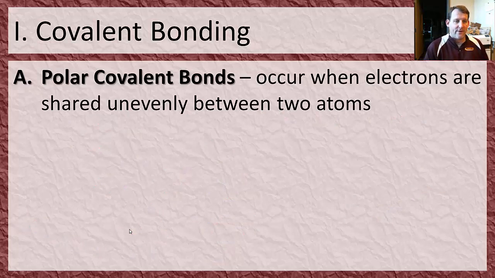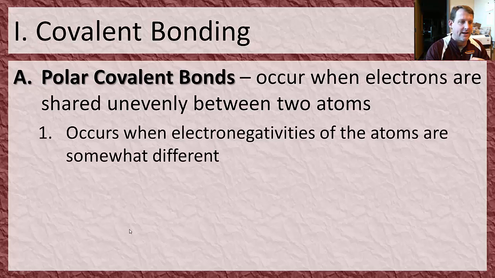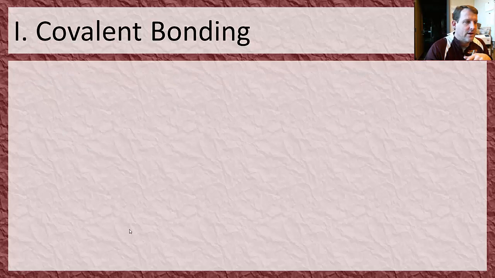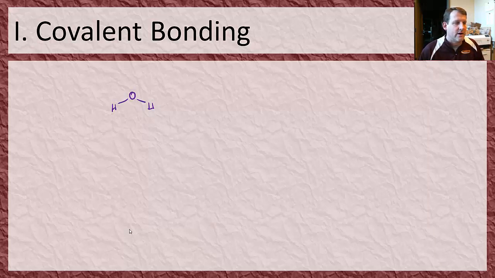Now, polar covalent bonds occur when the electrons are unevenly shared between atoms. This is when the electronegativities are somewhat different. We talked about this before. When they're not nearly identical, they're off by a little bit more, you get this. And we can look at a really popular example of hydrogen and oxygen in water. So if we have oxygen here, we have hydrogen here, hydrogen here.